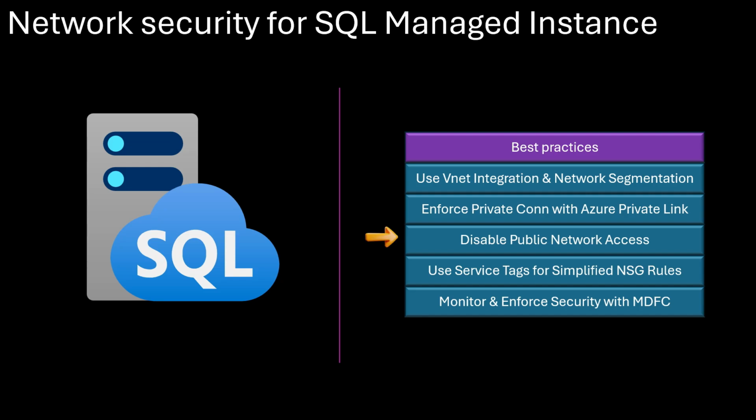Next, you should disable public network access to SQL Managed Instance. By default, public access is disabled for SQL Managed Instance. Ensure this remains turned off to block direct access from the internet. Instead, enforce connectivity through private endpoints and VPN or ExpressRoute connections.